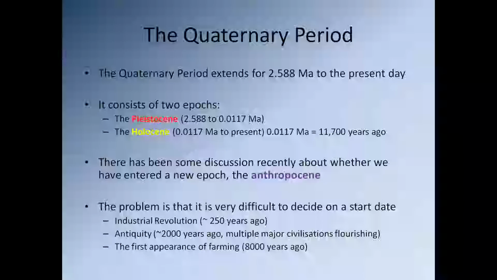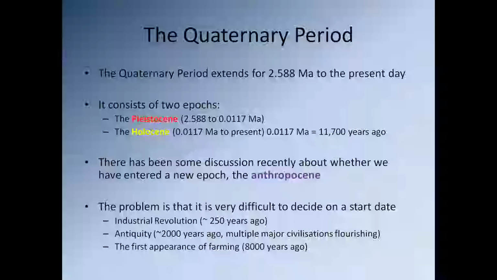Alright, so the Quaternary Period. The Quaternary Period extends from around 2.6 million years ago to the present day. It consists of two epochs. The first epoch is the Pleistocene, and that goes from around 2.6 million years ago to around 12,000 years ago. Now, the Pleistocene is defined by what's referred to as an icehouse period. So during this period, we had several large-scale glacial events, mostly focused in the northern hemisphere.